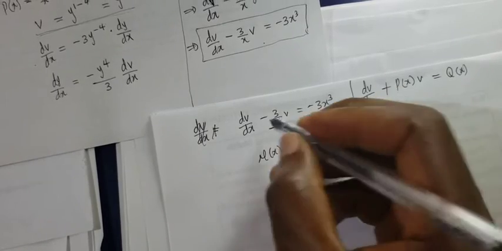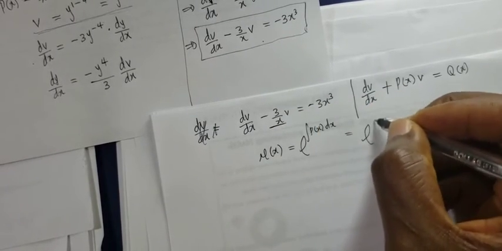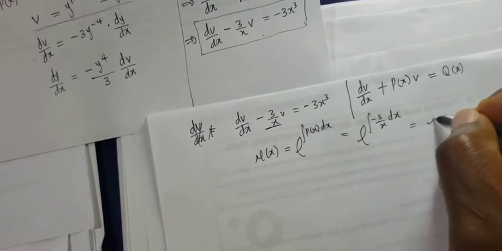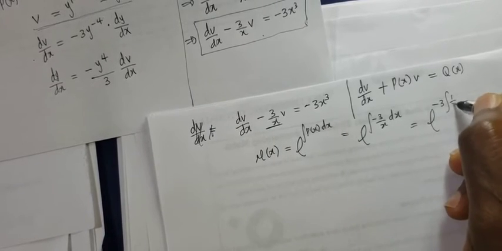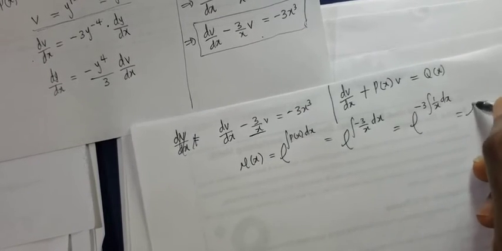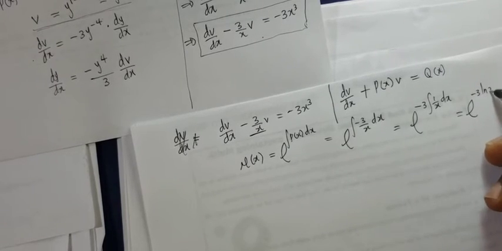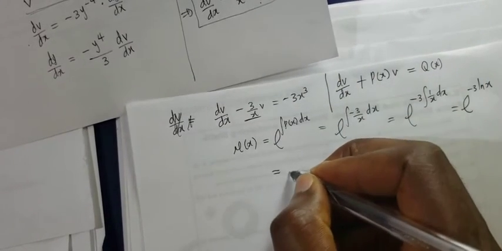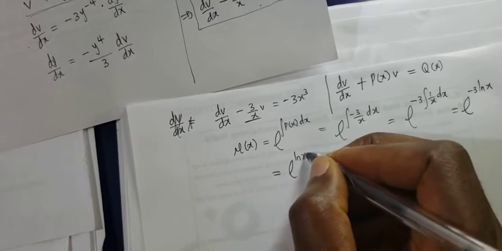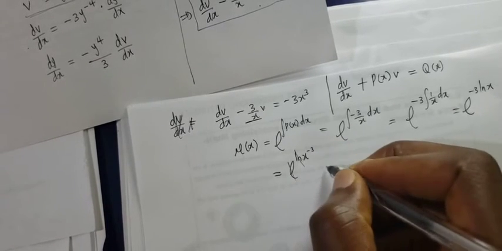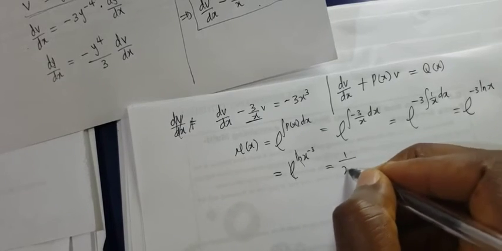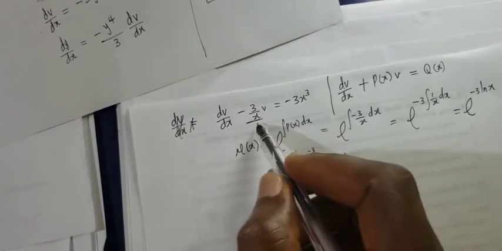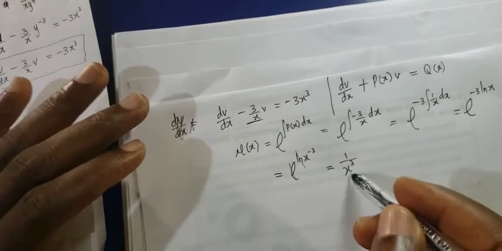So that coefficient of v is minus 3 over x. This gives me the integral of minus 3 over x dx, which is e raised to the power minus 3 times the integral of 1 over x dx, which is e raised to the power minus 3 ln x. Of course, we forget the constant of integration, as I've said severally. This is now e raised to the power ln x raised to the power minus 3. Then we cancel this, and we have x raised to the power minus 3, which is 1 over x cubed. That will be used to multiply this, and then this will become exact, and then we will solve it. So put this here now.